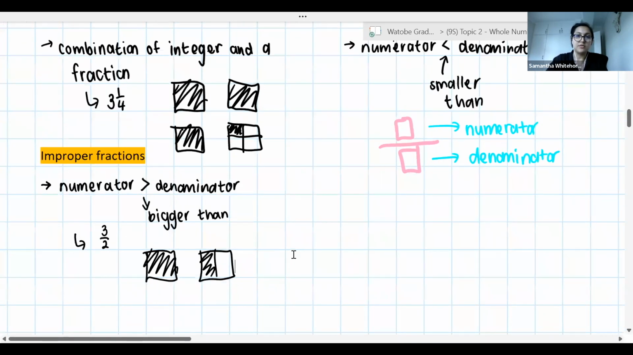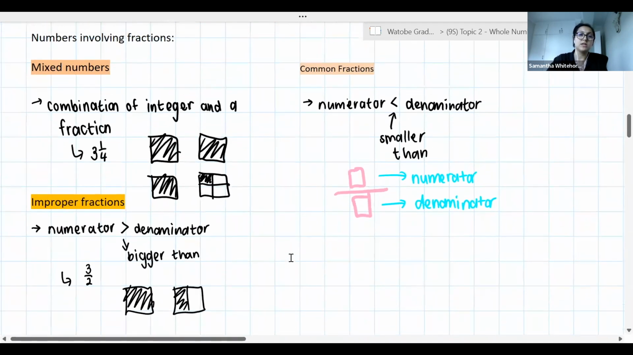Okay, so those are our definitions of our different types of fractions. I'm going to put them all up in case you want to take a screenshot of all of them.